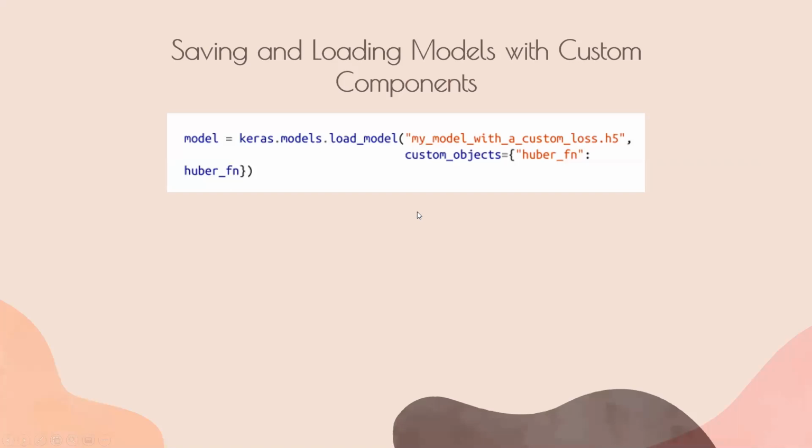So there are difficulties that come, however, with trying to write your own custom components. You have to save and also load it in special ways. It's okay to save your model because Keras will save the name of the function, but to load it, you'll have to provide a dictionary mapping that function name to the actual function. So Keras knows what you're trying to do when you call Huber_fn when you're reloading your custom function.